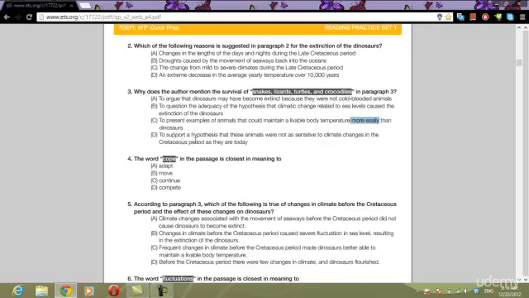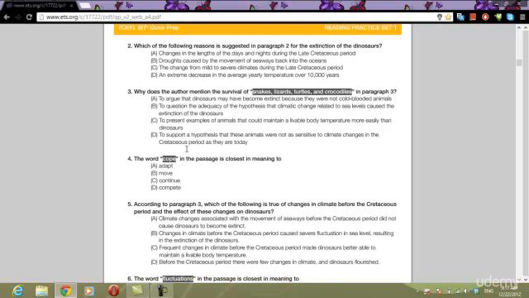Choice D, to support a hypothesis that these animals were not as sensitive to climate changes in the Cretaceous period as they are today. No mention about what they're doing today or comparison of them today and in the past. So we know it's wrong. Our answer must be based on what was in that previous sentence, and our previous sentence was talking about dinosaurs. Okay, so this choice D is wrong. Alright, let's move on and look at number 4.